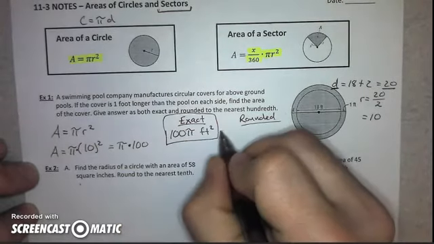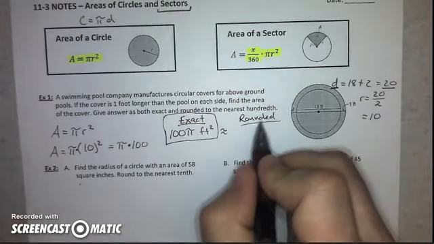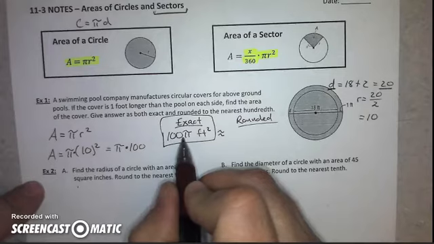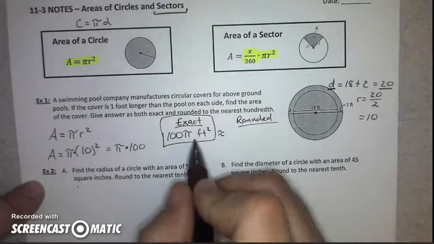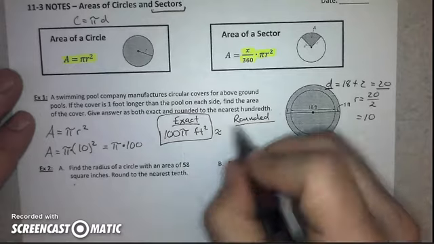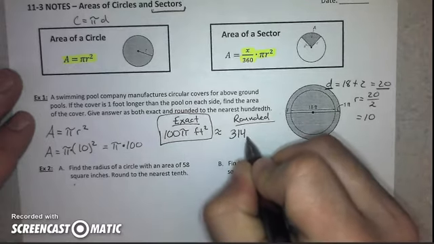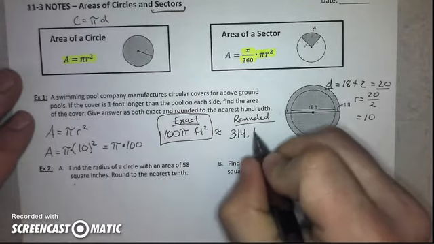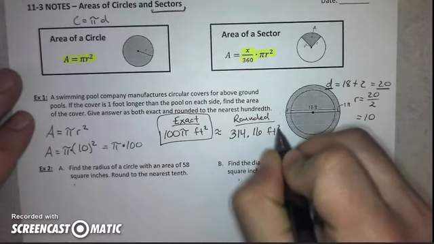Okay, but then when I round that to the nearest hundredth, I'm going to multiply these together with the calculator and show 2 decimal places. So when I do 100 times pi, we get 314, and then 2 decimal places is 0.16 square feet.